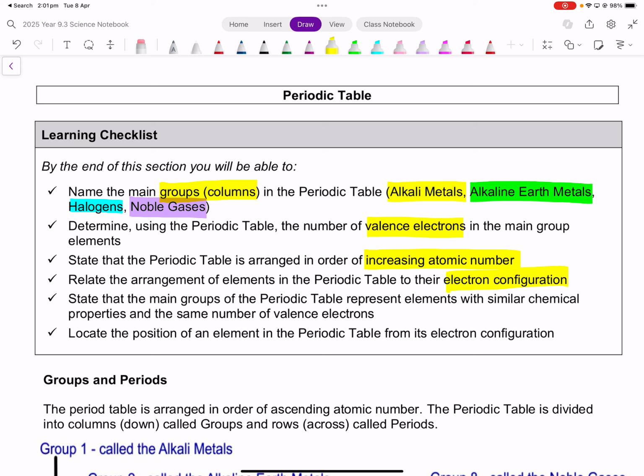Hopefully we're able to state the main groups of the periodic table. So remember, the groups are those columns from the first dot point. We'll talk about them in a second. And how they represent elements with similar chemical properties. Okay? And what we mean is similar characteristics, right? Finally, locate the position of an element based on its electron configuration. So a couple of key things to jump out here. Firstly, groups of the periodic table, valence electrons, electron configurations. They're all going to be important ideas.